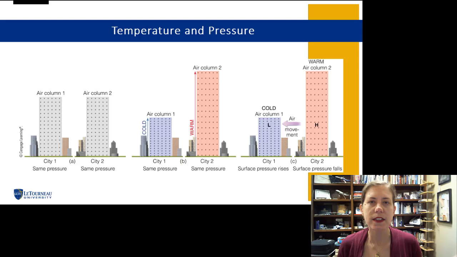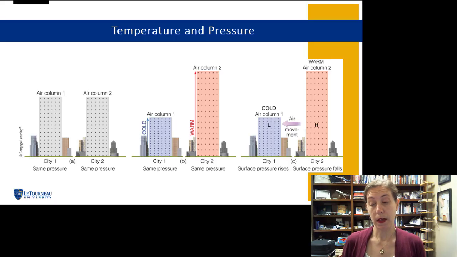We don't have a fixed number of molecules anymore in the column of air. If we have a colder column of air and a warmer column of air, they don't have a fixed number of molecules inside them anymore at this point. Which of these columns of air would you expect to have a higher atmospheric pressure at the surface?